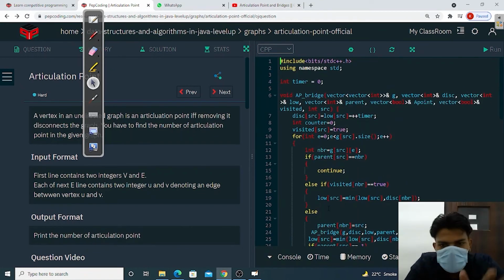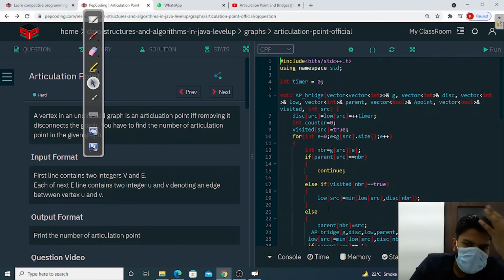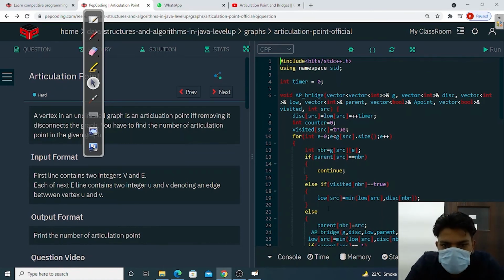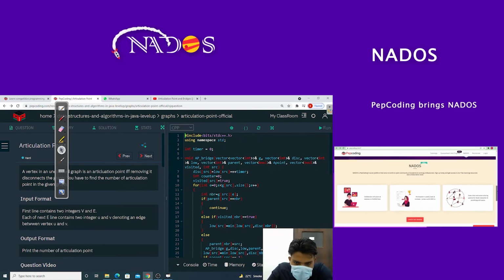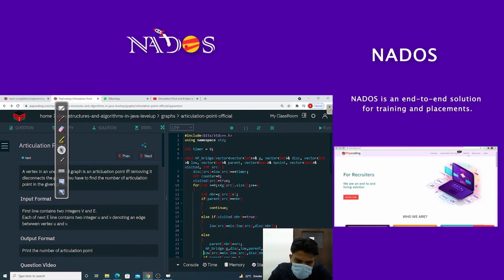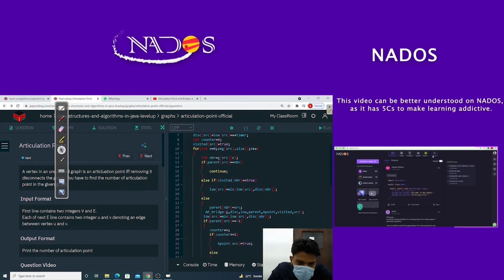So initially we take a discovery array and we take a low array also, and we put a timer so that we can count the timer, counter equal to 0, and we put visited SRC equal to true. We put a loop to find out all edges, and then we find out our neighbors, and if parent of SRC equal to neighbor, then we have to continue. And then if our neighbor is visited, then we have to just update our low value, and else.